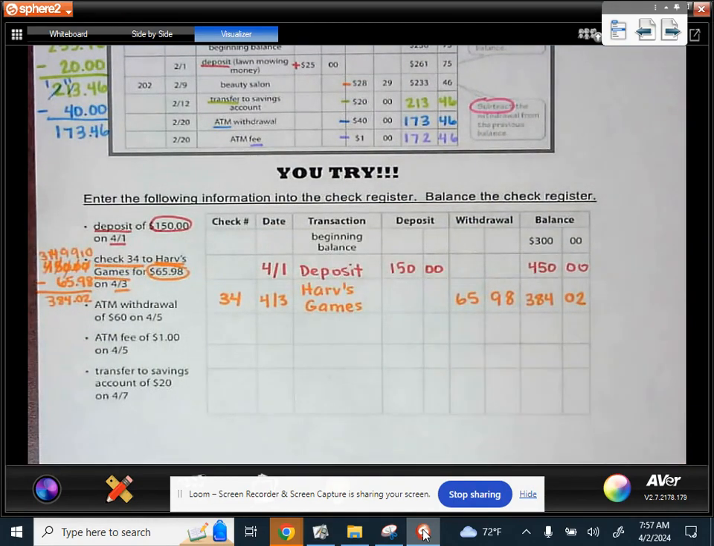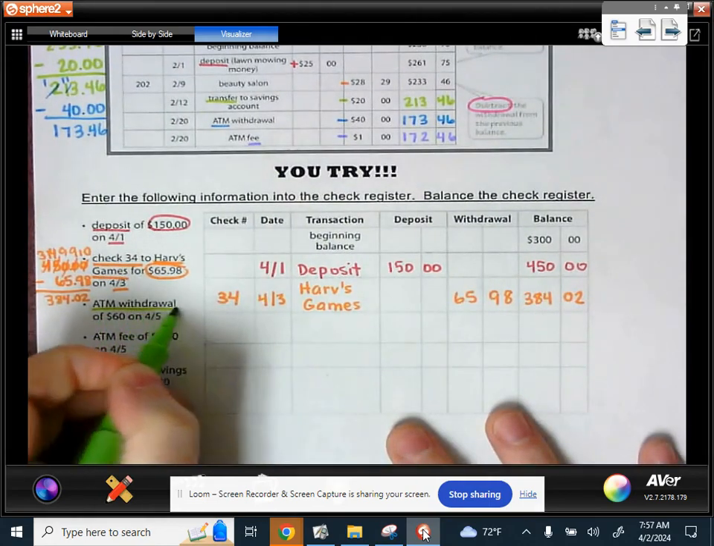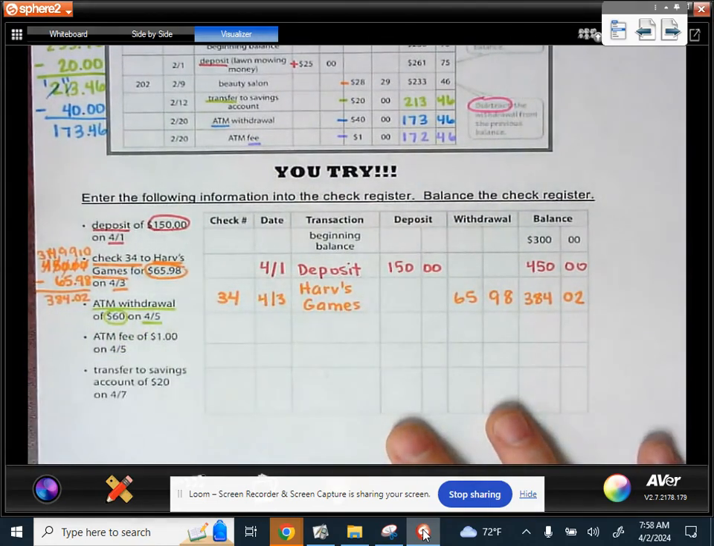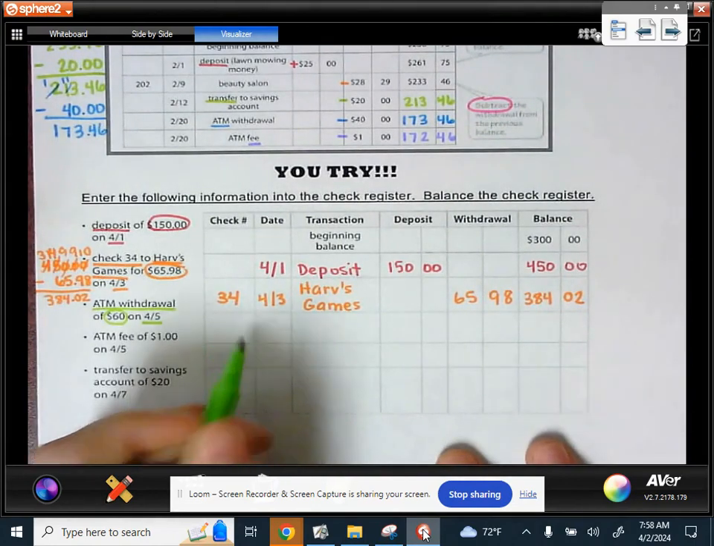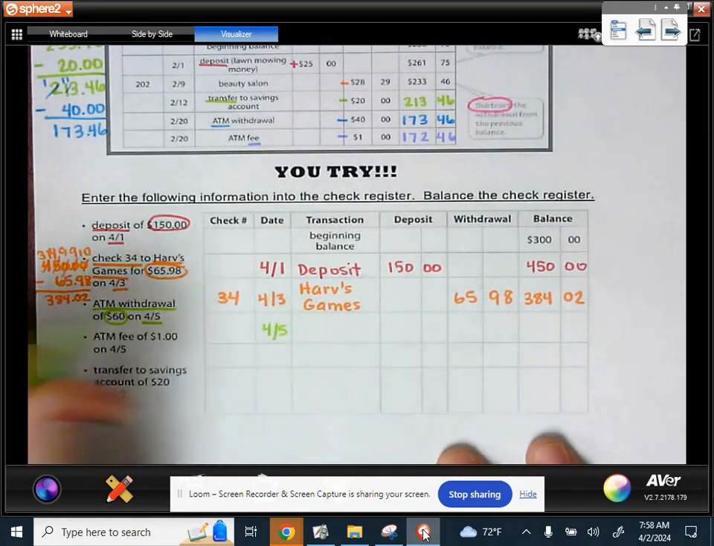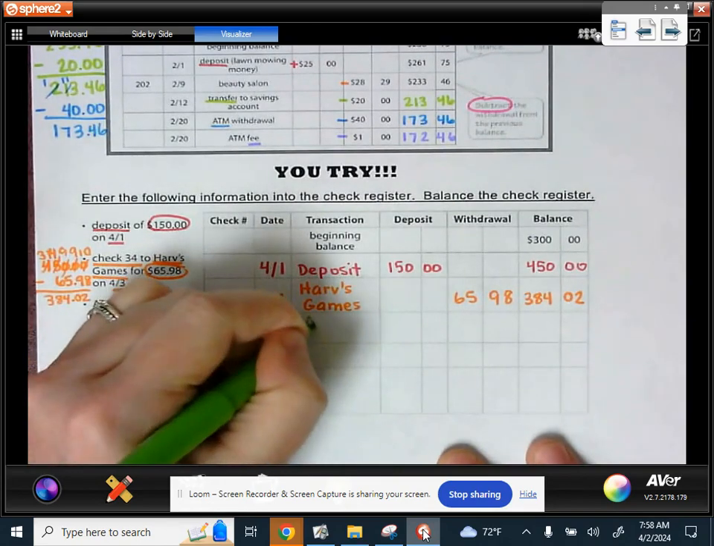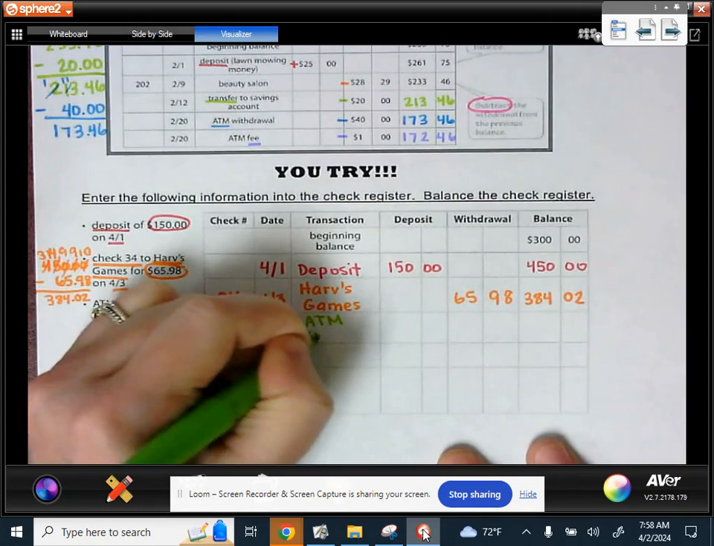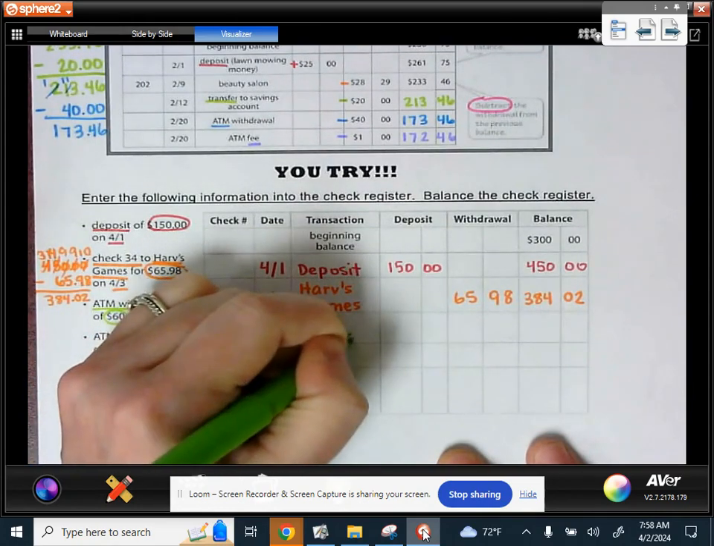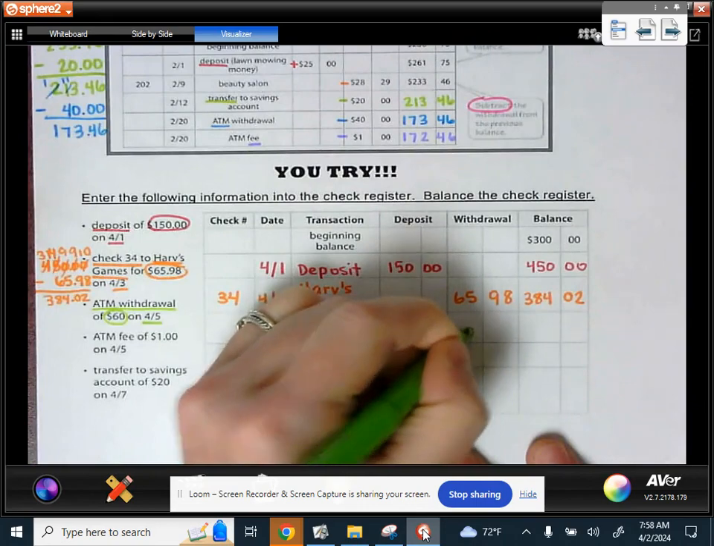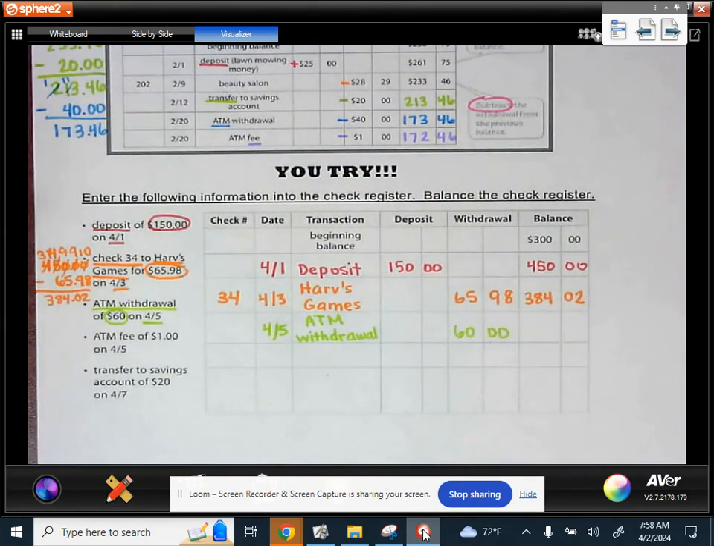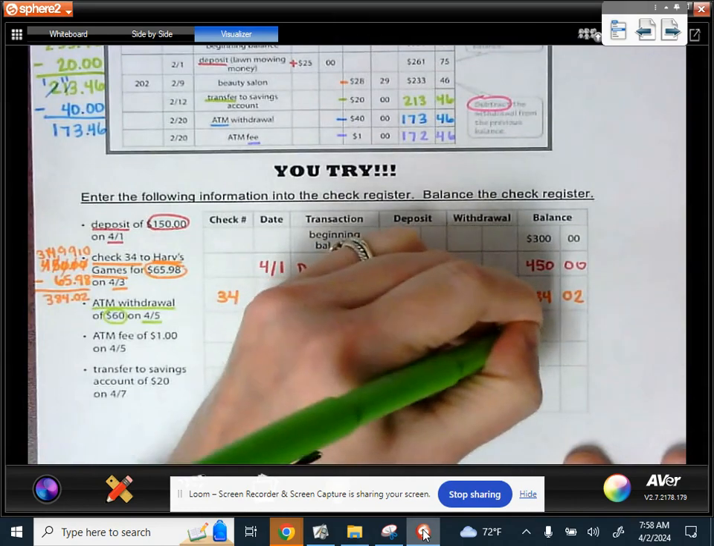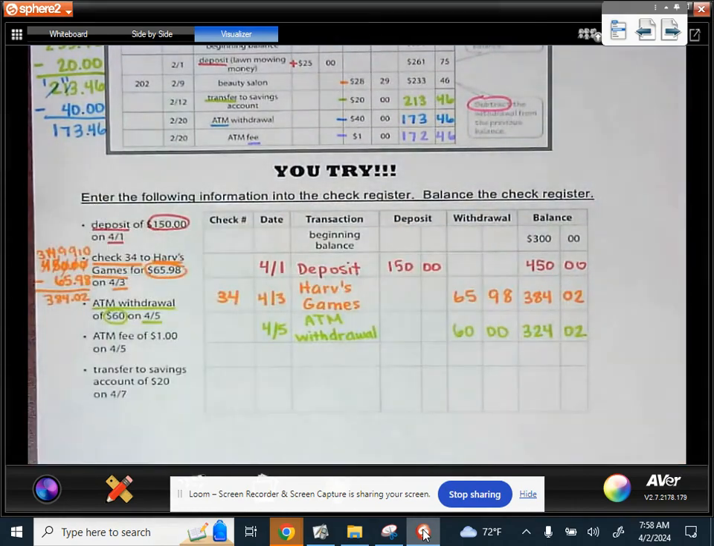Okay, then we go to the ATM. We take some money out of the ATM. We take $60, and it's on 4/5. It's not a check, so we're going to leave that blank. It was on 4/5. And for an ATM withdrawal, I would just put ATM withdrawal. It's a withdrawal, so it goes under withdrawal. This one, I feel like we can do in our head. So if you have $384 and you take away $60, that's going to make $324. So $324.02. If we didn't take away any cents, the cents are just going to stay the same.